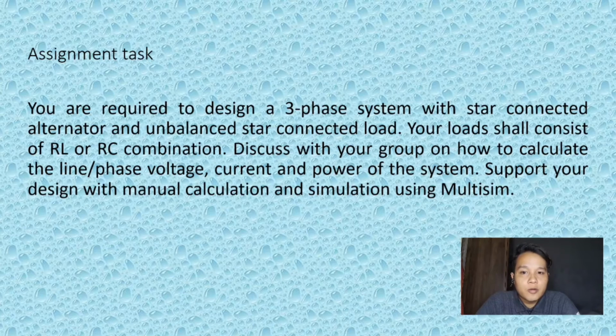So here we go. This is the question that we are required to design: a three-phase system with star-connected alternator and unbalanced star-connected load. Your load should consist of RL or RC combination. Discuss with group on how to calculate the line and phase voltage, current and power of the system. Support the design with manual calculation and simulation using Multisim.